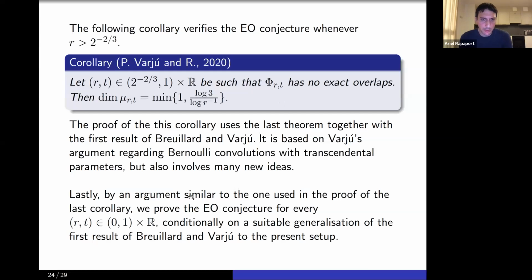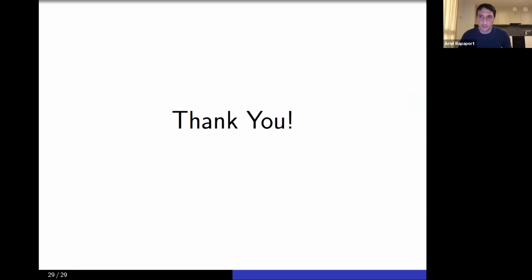And the last corollary I will not state precisely, because I don't have enough time. By using similar methods as in the proof of the previous corollary, we're able to prove the conjecture in the entire parameter space, but we do this conditionally on a suitable generalization of the first result of Breuillard-Varju. There is a natural extension of this first result, which involves the Mahler measure, to the current setup. We don't know how to prove it, but we know that if this natural generalization holds, then the conjecture holds in the entire parameter space. So this is a good direction to make progress with the conjecture: trying to prove this generalization. I don't have any more time, so I'll finish.